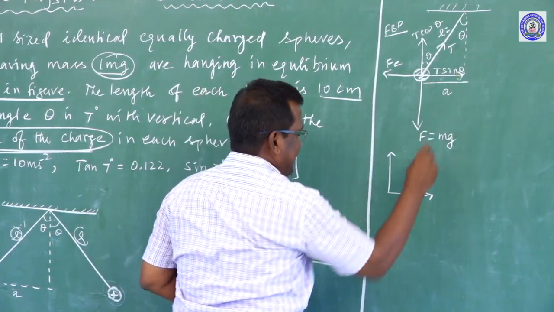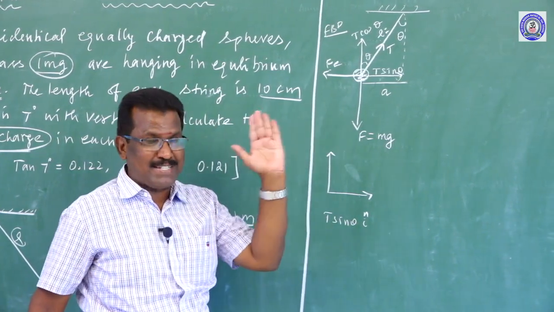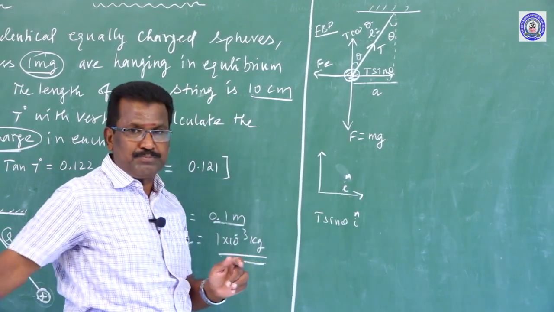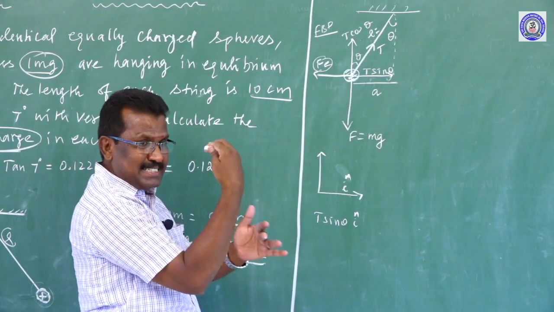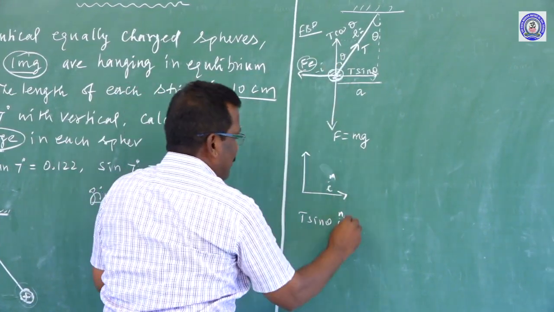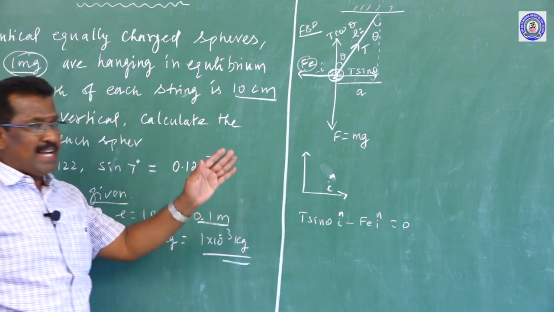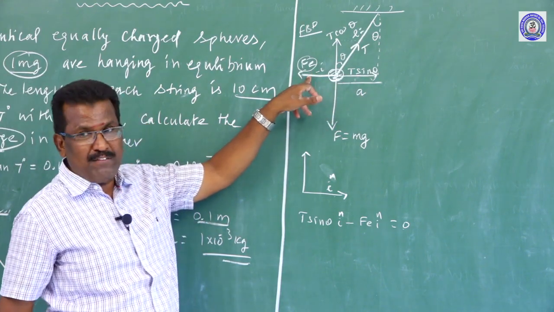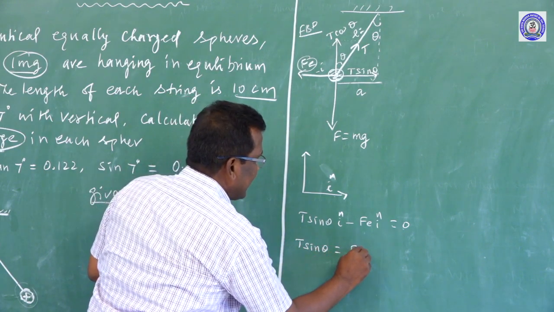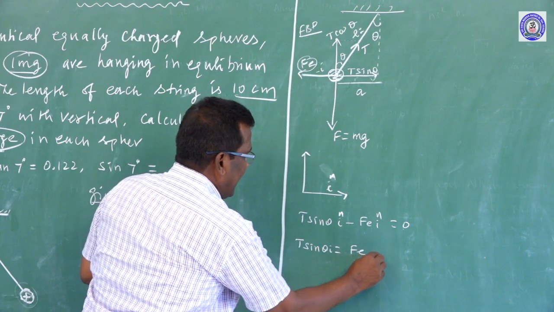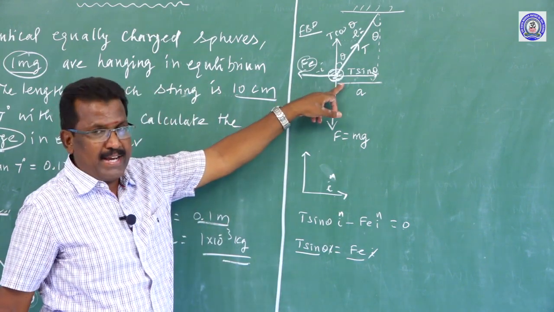T sin theta is acting along the positive x axis, so i cap direction. Fe is acting in the opposite direction of the x axis, that is minus i. So T sin theta i cap minus Fe i cap is equal to 0. Acceleration along the x axis is 0. So T sin theta is equal to Fe, because i cancels. T sin theta is equal to Fe along one direction.